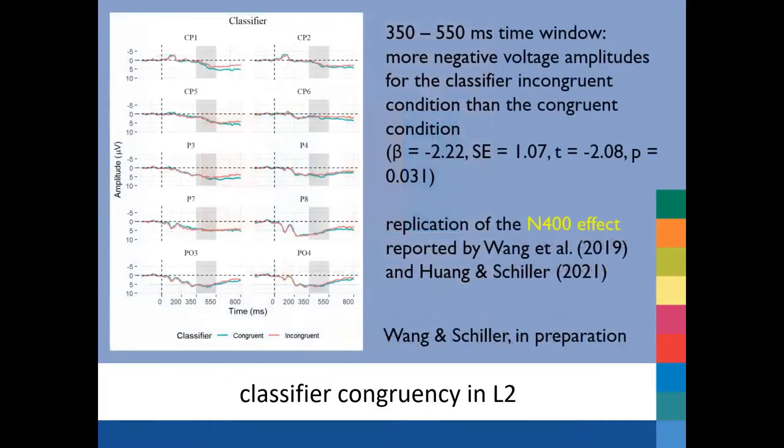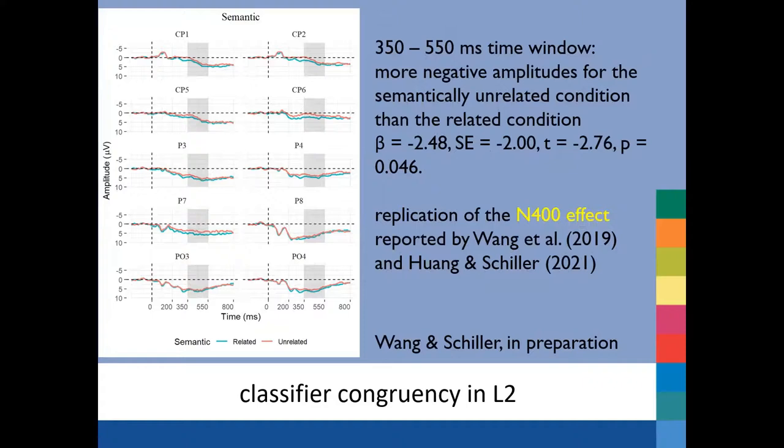She also looked at ERPs, and what she found was again, in approximately the same time window, the voltages for the classifier incongruent cases were more negative than for the congruent condition. And the same was true for the semantics, actually replicating the data by Xiaoyan Huang that I presented to you earlier. Okay, so this is very nice. And as I said, it's not even from the press, it's even fresher than this. It's not even published, not even submitted, she just gave me these data last month.